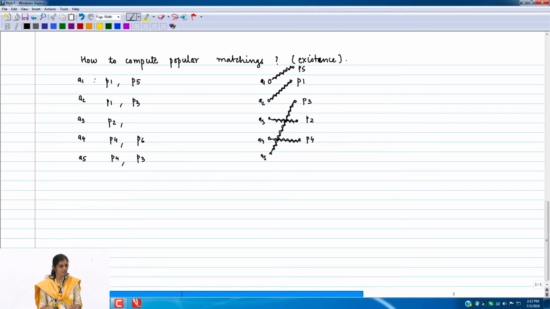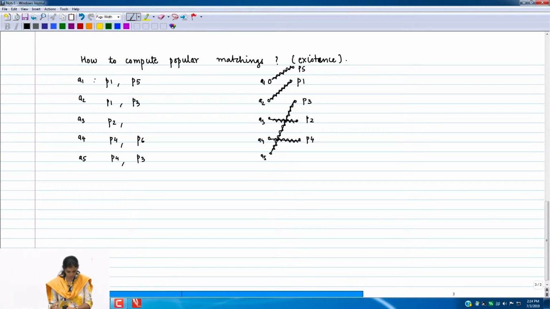So what we would like to get is a way to characterize popular matchings, and as a side effect, get an algorithm which gives us a popular matching. If our algorithm comes to some condition, we will be able to say that there indeed does not exist a popular matching. So this is what we would like to say.